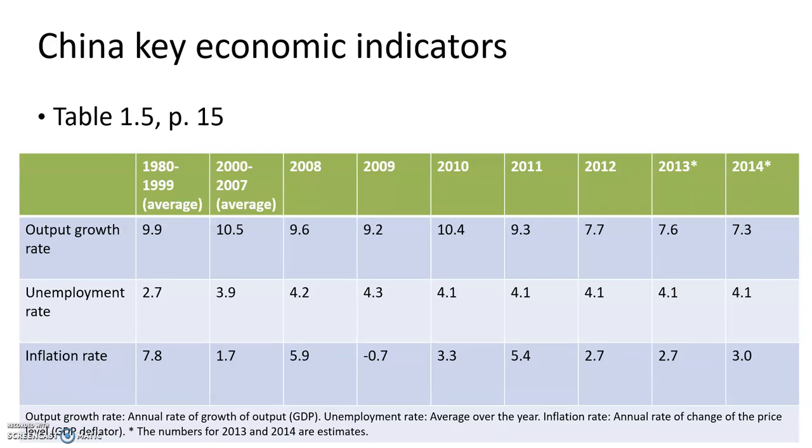China's key economic indicators. Table 1.5 shows the growth, unemployment and inflation in China. Looking at the first two columns of Table 1.5, the most impressive numbers are for output growth. When you compare these numbers to the numbers for the United States and for Europe that we saw earlier, you understand why the importance of the emerging economies in the world economy, and China being the main one, is increasing so rapidly.